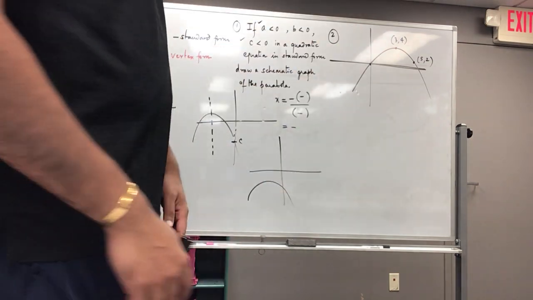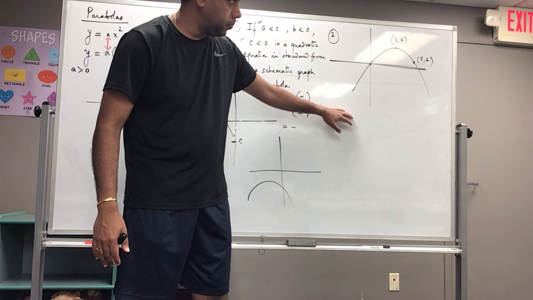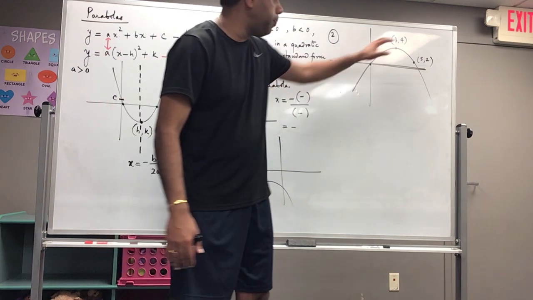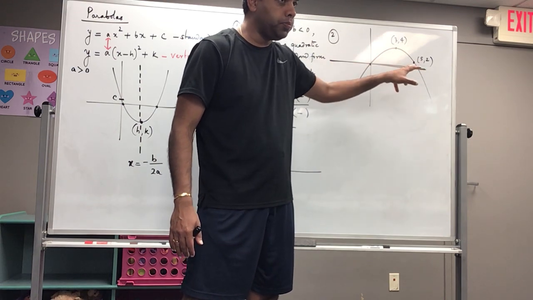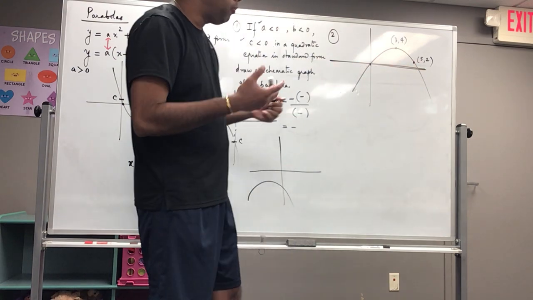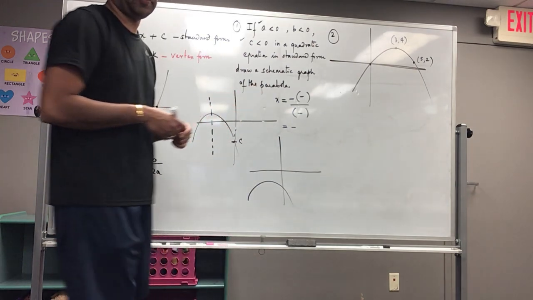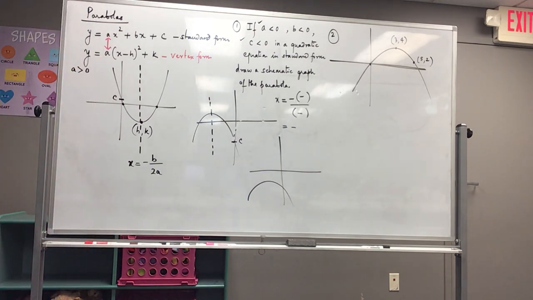So, can you guys see this problem? Yes. Okay, it's an inverted parabola with a vertex (3, 4) and a point (5, 2) on the parabola itself. Find the equation in the vertex form.